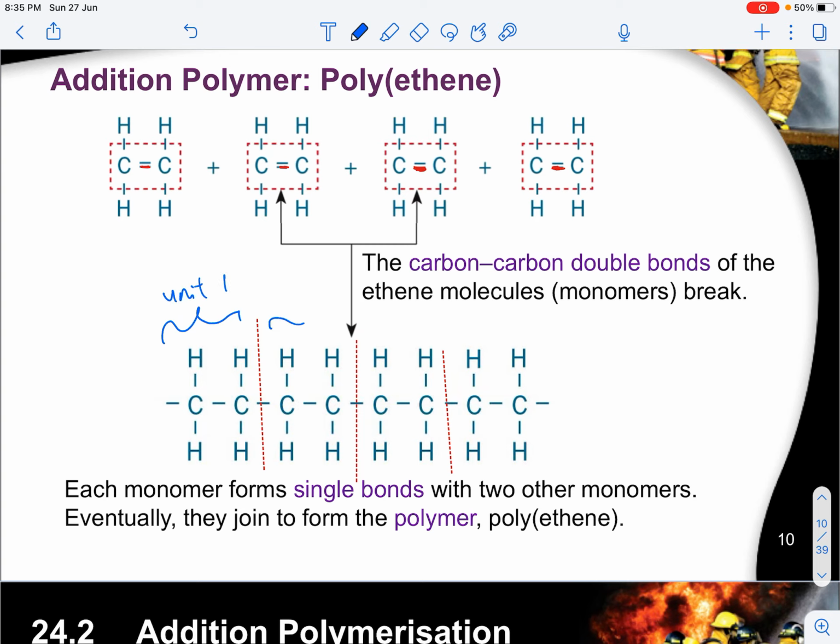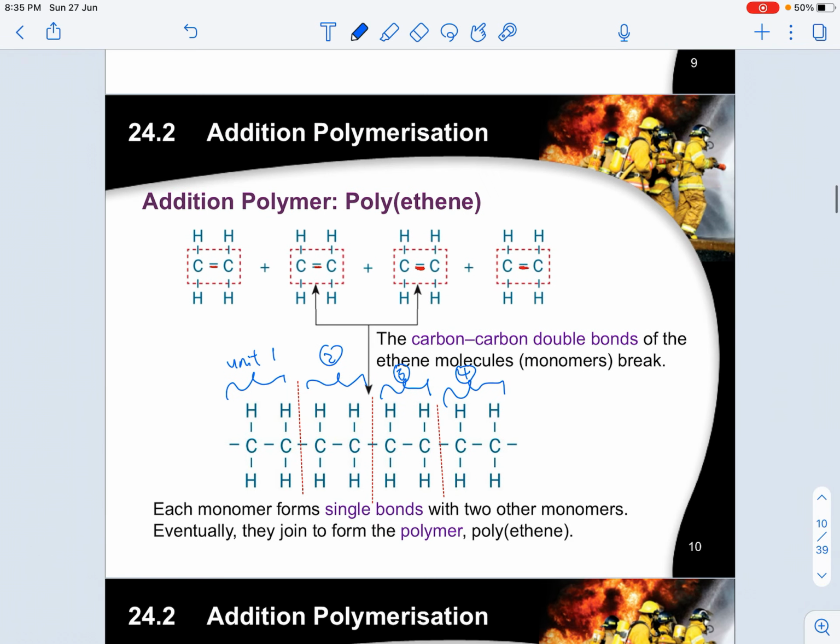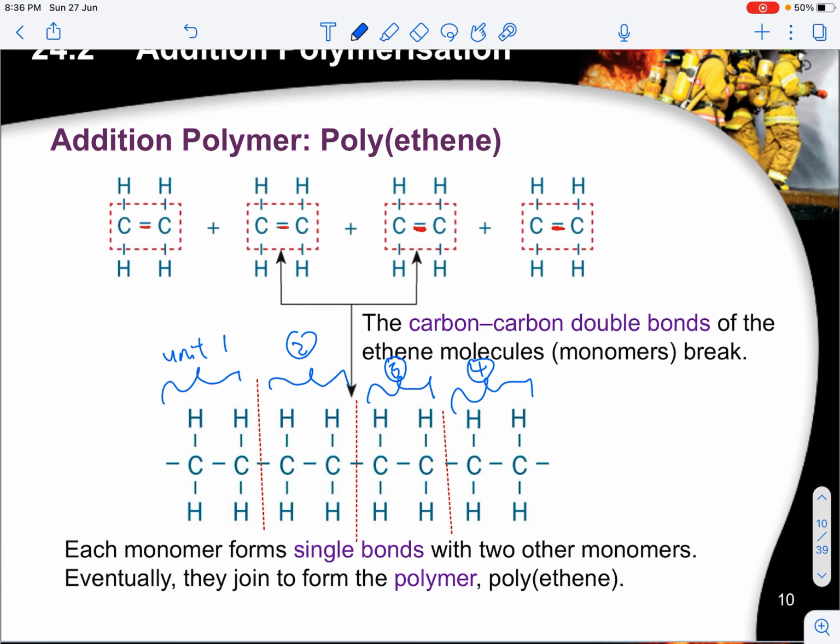Unit 1, 2, 3, and 4. 4 repeated units. And on top of these 4 repeated units, you realize that it actually carries other items as well. There are other ways to write it, which is like this. This is how you can do it.